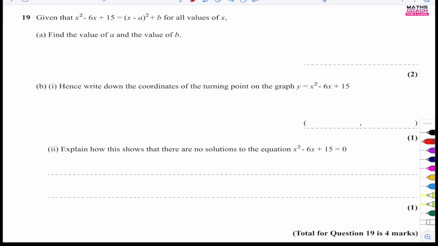Question 19, given that x squared minus 6x plus 15 is equal to this, find the value of A and the value of B. Now you can see that this reminds you of completing the square. All right, so we take this and we complete the square. So how do we do that? How do we complete the square? You take the coefficient of x and you divide it by 2. So you put that in a bracket. So 6 divided by 2 is 3. So it's minus 3 squared. And then you take that away, squaring it, and then you add your 15, which is hanging along.